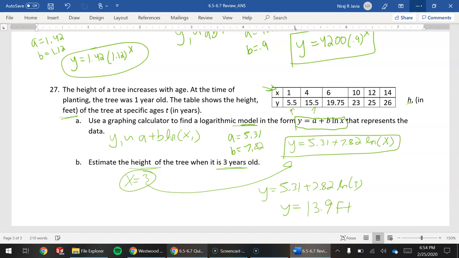Yes, you must write feet. I want to know the actual measurement. Otherwise it'd be 13.9 cats, and I have no idea how tall that is. You may know what 13.9 cats is, but I don't.